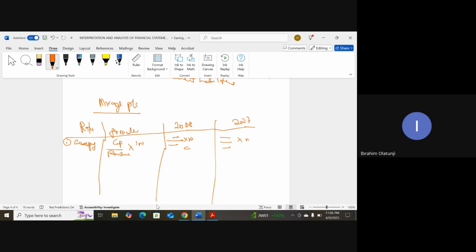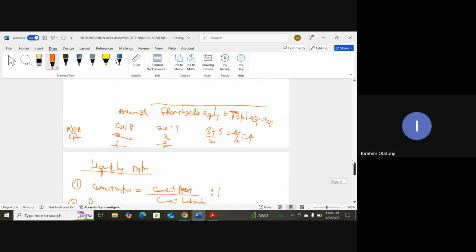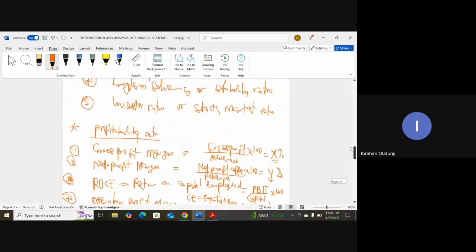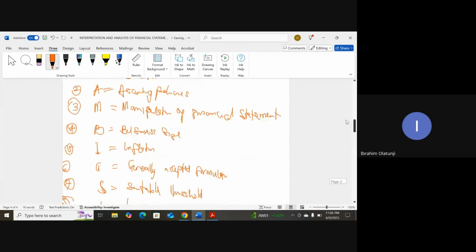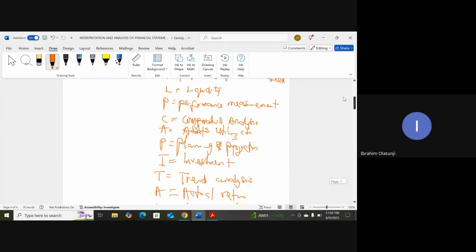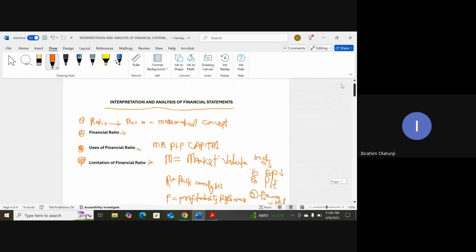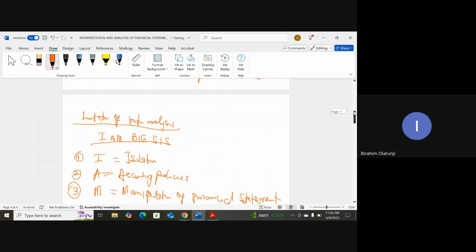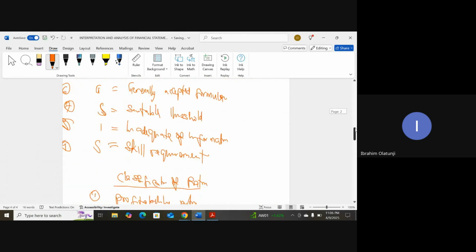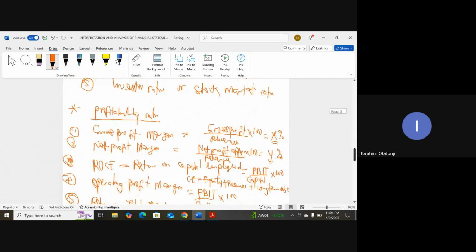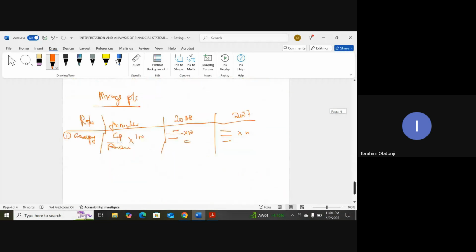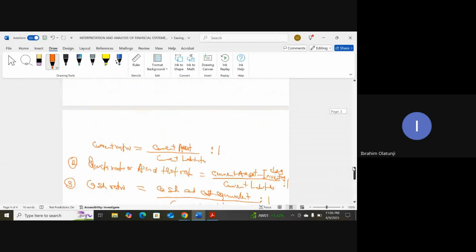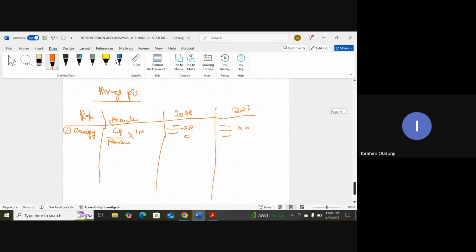Okay. Thank you for your time, and see you next class when we are going to continue from where we stopped, so that I should be able to do the remaining ones. Then we are now going to look at how to write a report on the ratios that we will compute.